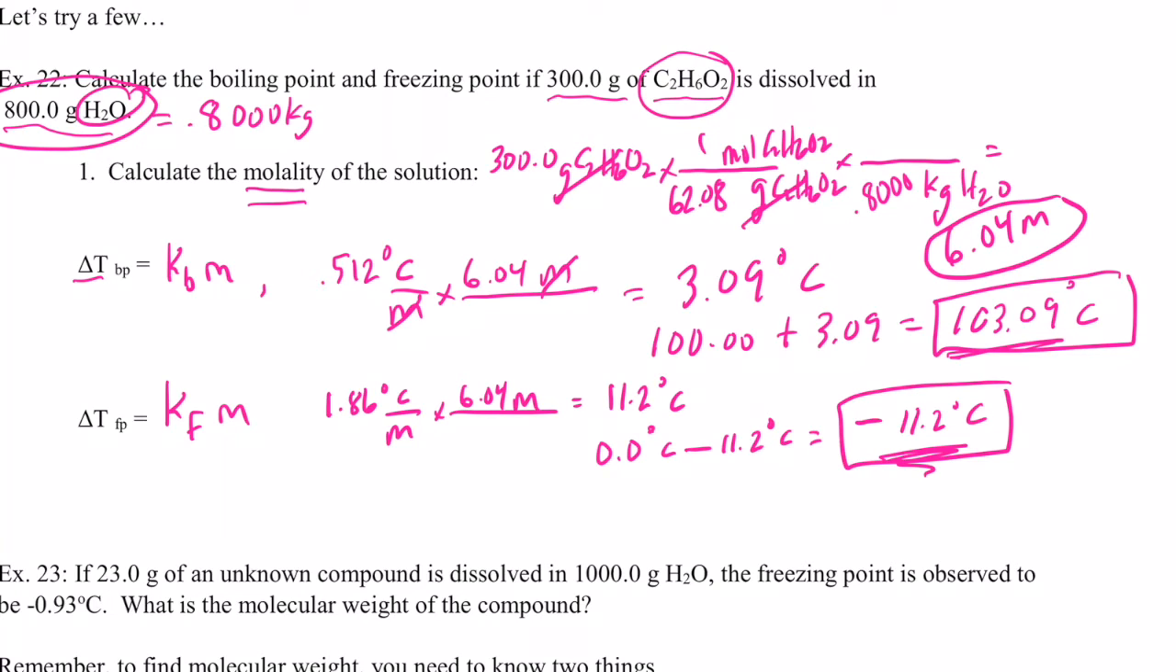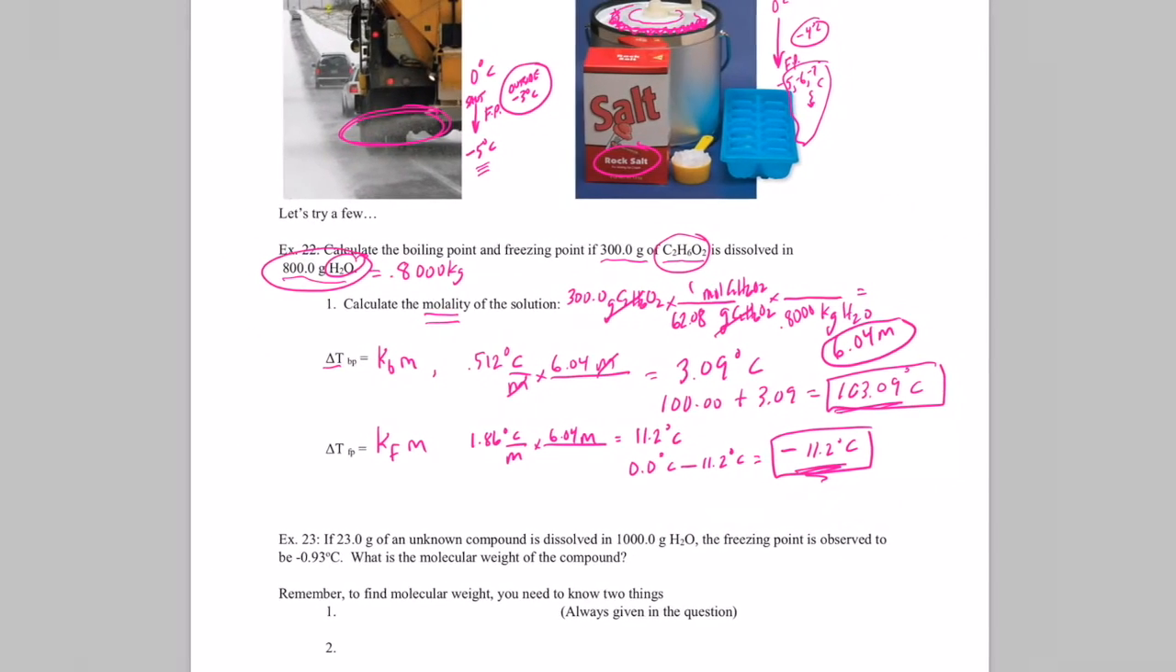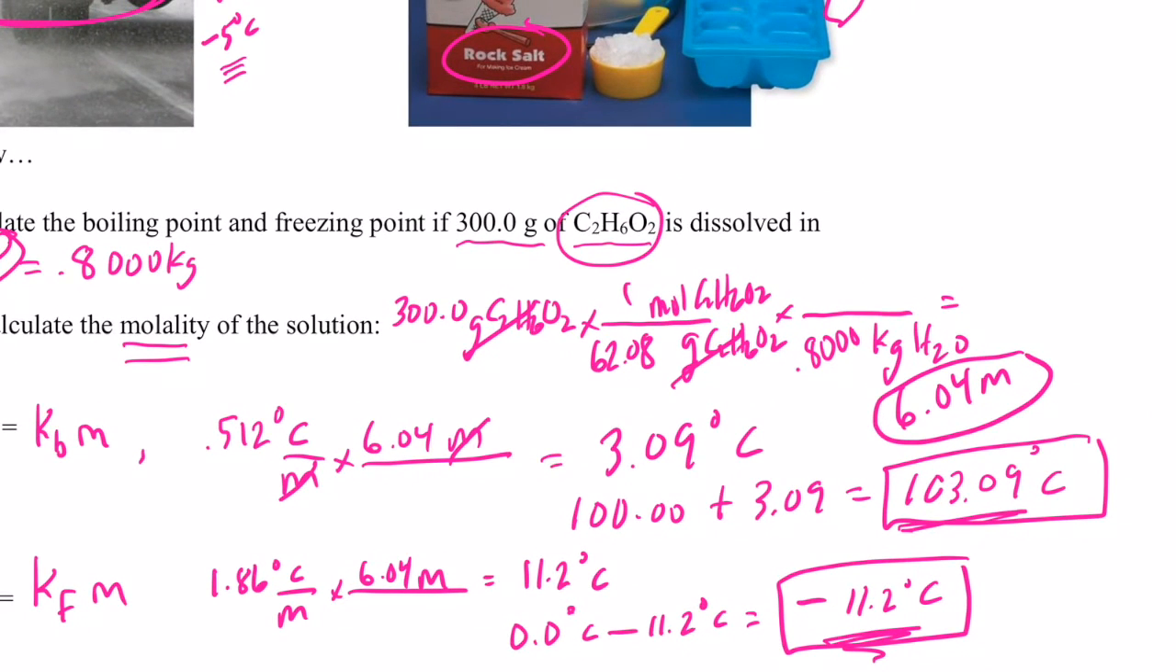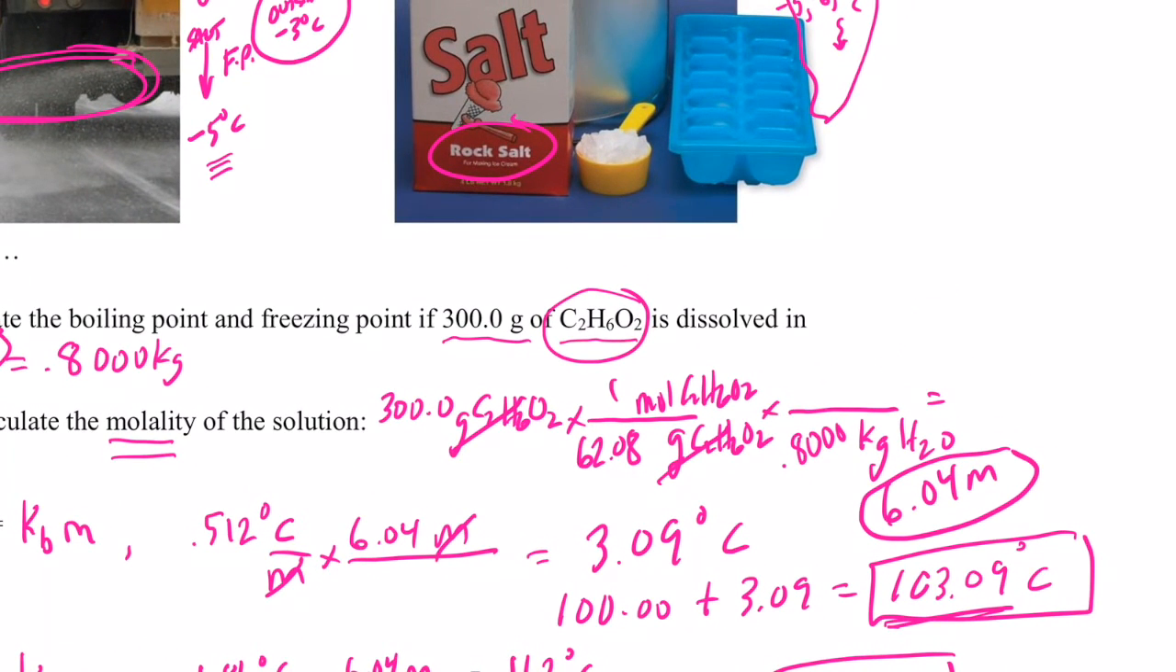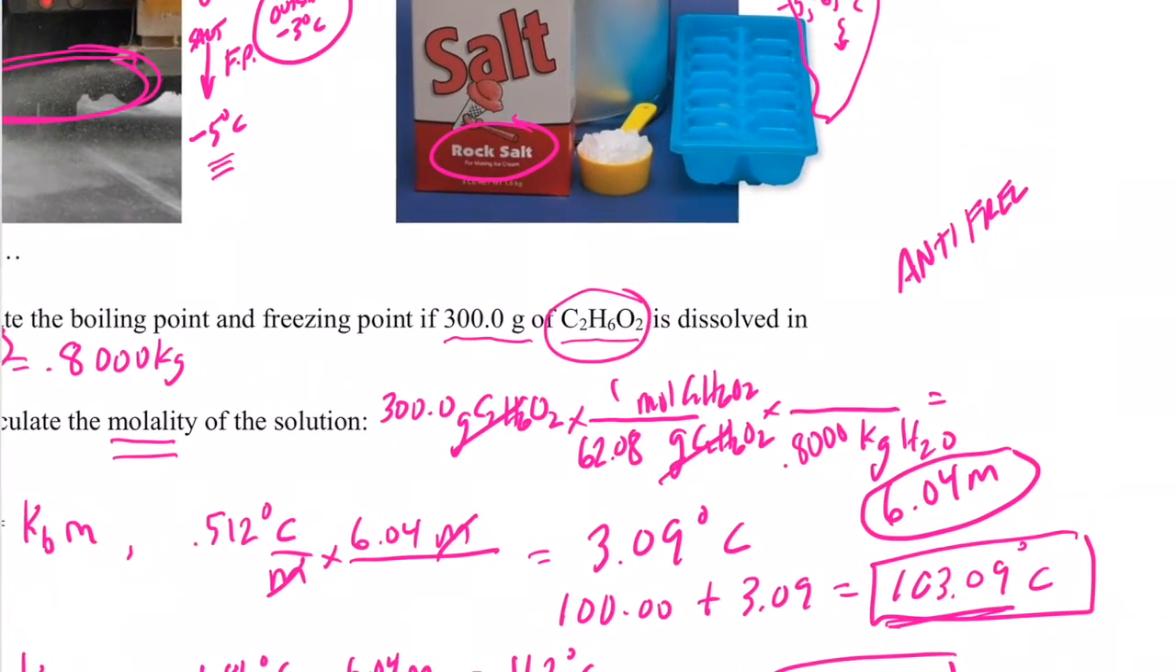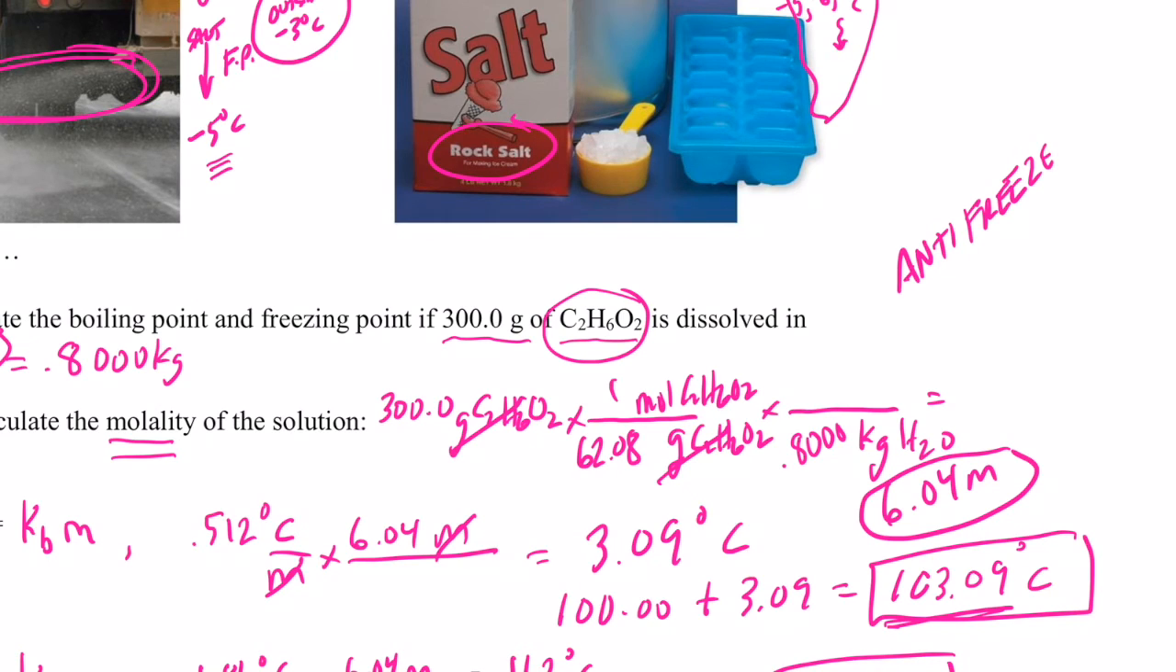Now, the practical use of this for lowering the freezing point and raising the boiling point is when we use our automobiles. They require an engine to have a liquid circulating around it to keep it from overheating. So we add something called antifreeze. Antifreeze lowers the freezing point, so it prevents water from freezing in your car's engine. Remember, when water freezes, it expands, and that can actually cause some serious damage to your engine block. If it expands, it can crack it.